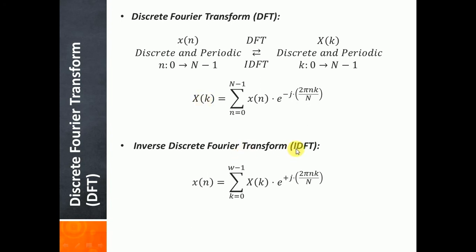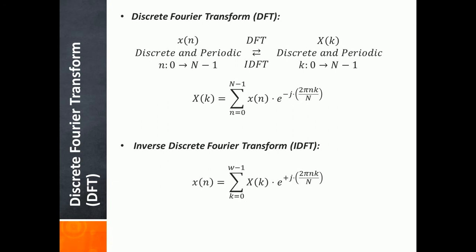Therefore, when you take the inverse of this, again you have a summation. Summation because it is discrete in nature and defined over, this is N minus 1. It's defined over the same time period. So this is the inverse discrete Fourier transform.